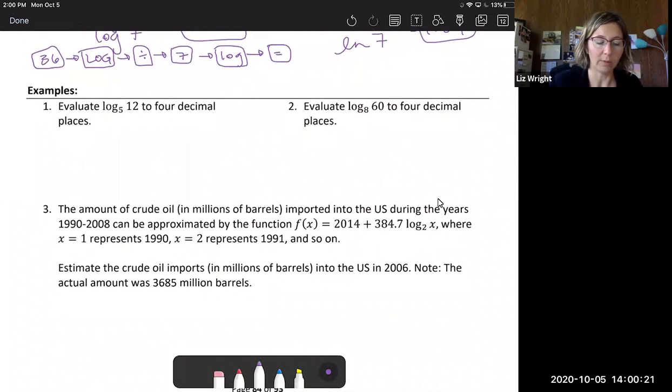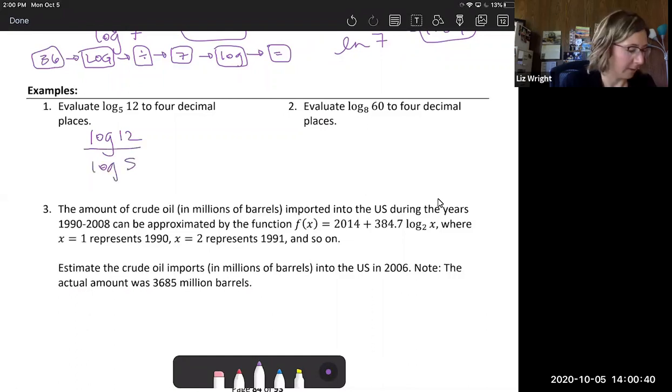All right, problem number 1 says evaluate log base 5 of 12 to 4 decimal places. Your choice, you can either use log base 10 or natural log. I'm just going to do common log, so it's log 12 divided by log 5, to 4 decimal places. You guys go ahead and put that in your calculator and see what you get.